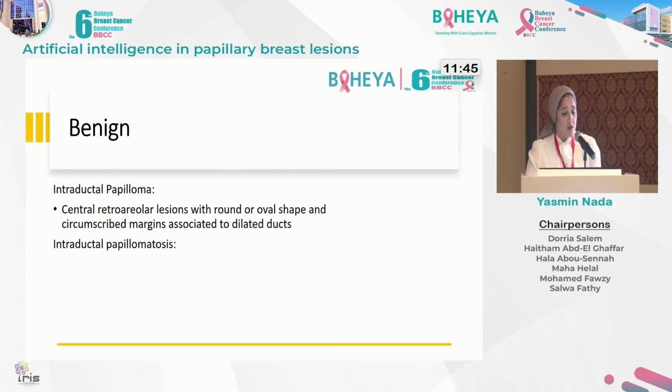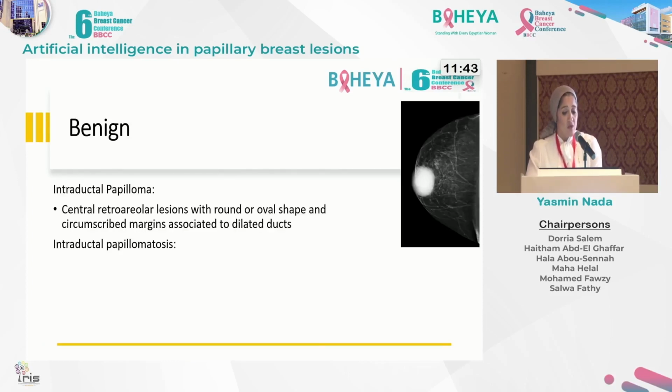Intraductal papillomas are central retroareolar lesions with round or oval shape and circumscribed margin associated with dilated ducts.